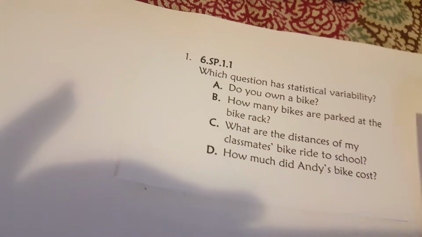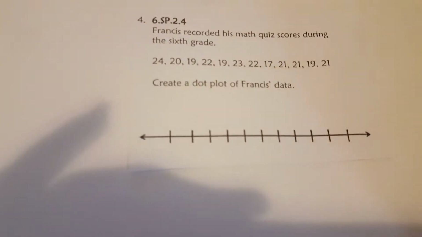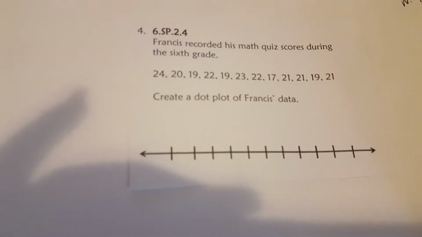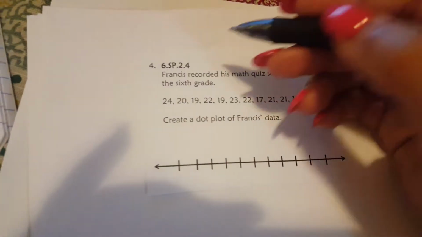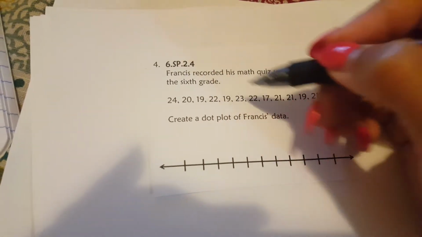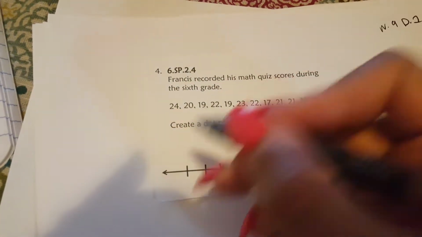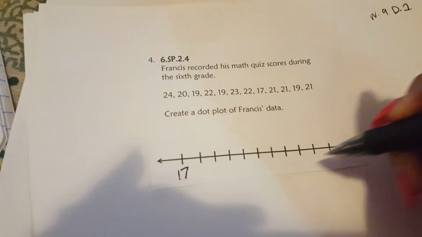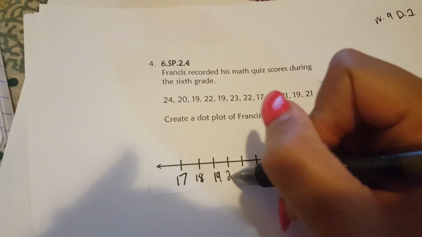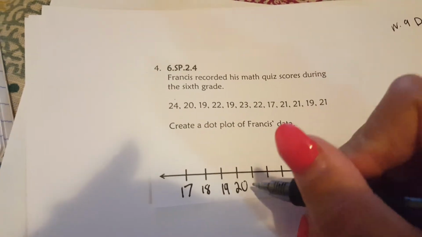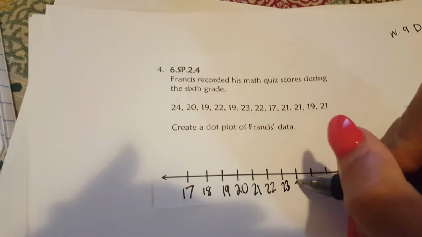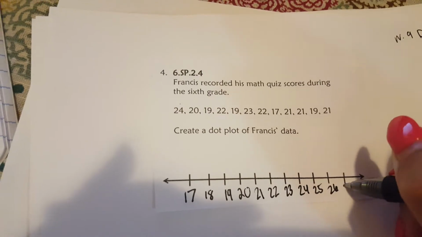All right, let's move on to the next question. Okay, so it says Francis recorded his math quiz scores during the 6th grade. Create a dot plot of Francis's data. Make sure when you're creating a dot plot, you always look for the lowest number first. So in this case, my lowest number looks like 17. So I'm going to go ahead and write 17 here. And I'm just going to go by ones, 18, 19, 20. I'm trying to go all the way up to my highest number, which looks like 24 over here. So 21, 22, 23, 24, 25, 26, 27.